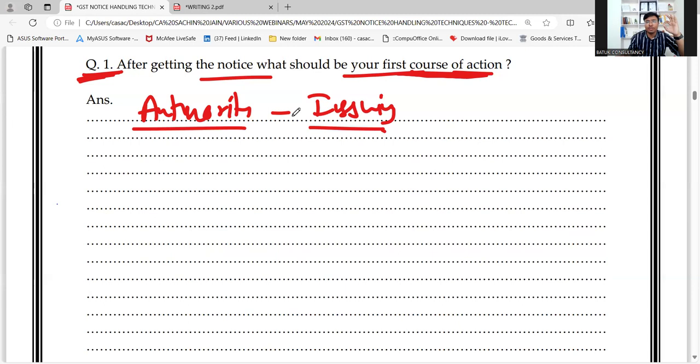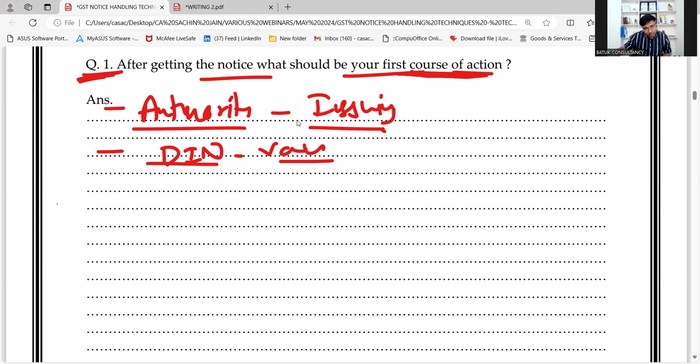So first we'll check that this notice is issued by the assistant commissioner, which range, which zone, which will be mentioned at the bottom of that particular notice. Then, if the notice is issued by the central GST department, in that case check the DIN and its validity. Many times they do not write the DIN, and if the notice is issued by the central GST department, in that case that notice will be treated as invalid. So the DIN number is a must-have on that particular notice.